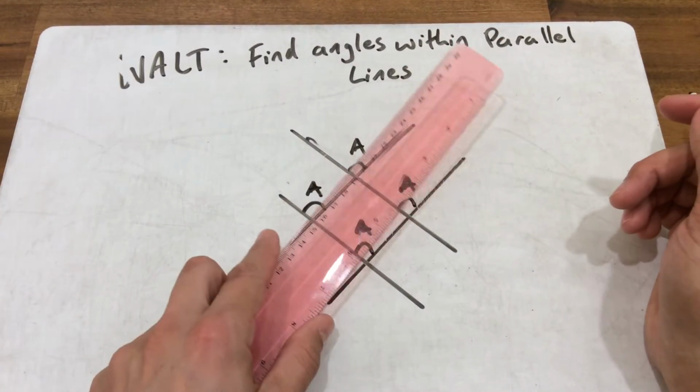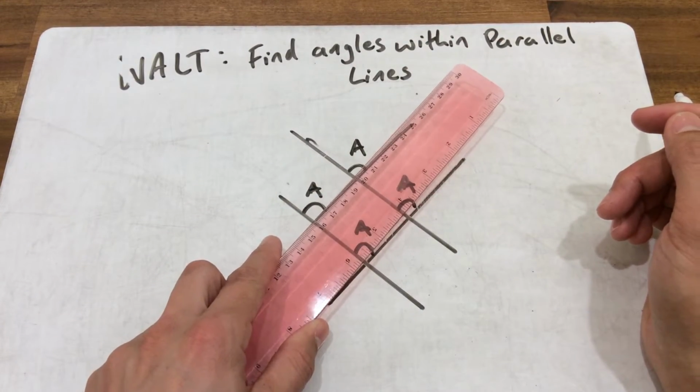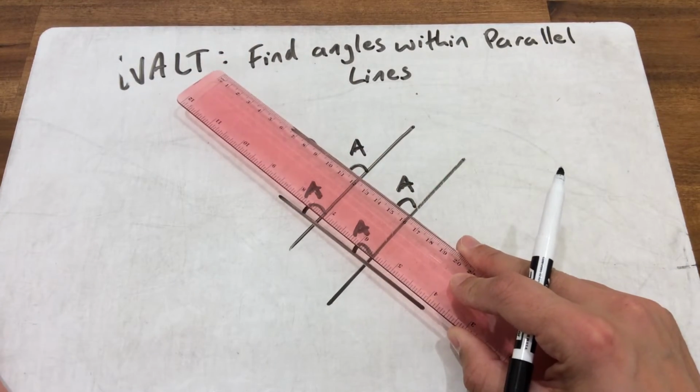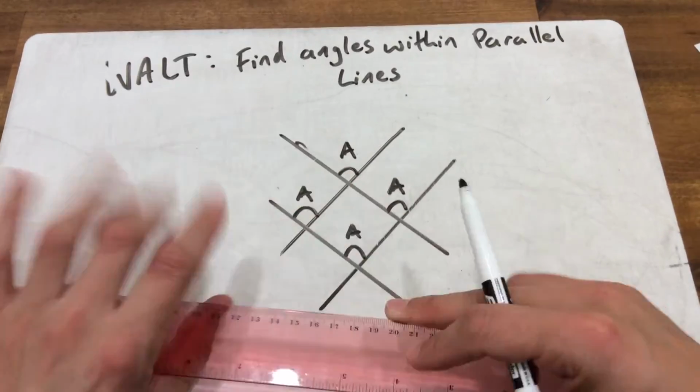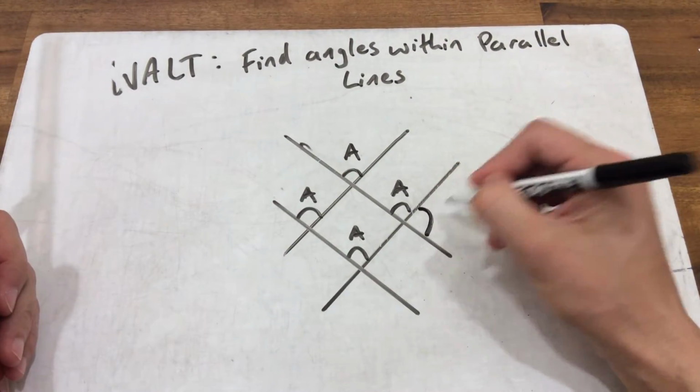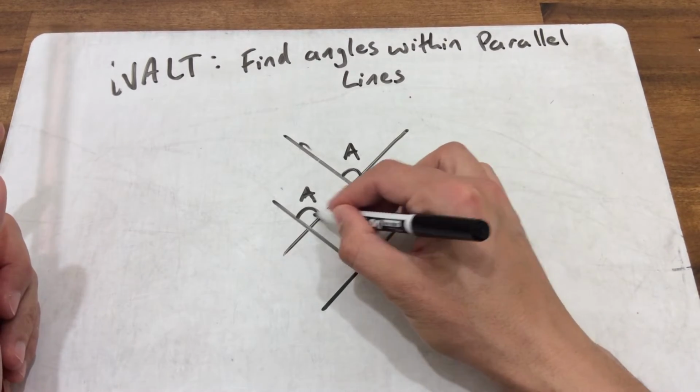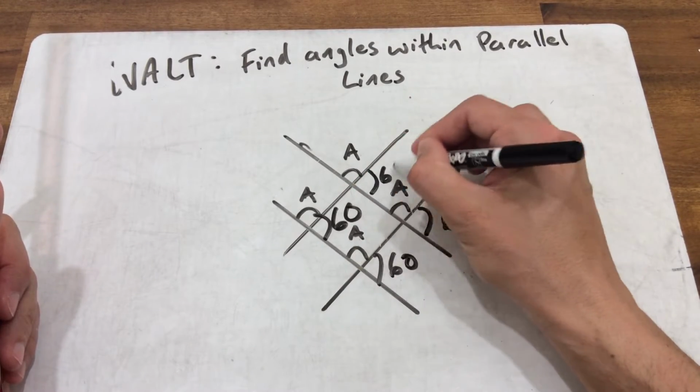Why is that? Because parallel lines do not move. They don't get bigger, they don't get smaller. So when they're intersected by two other parallel lines, the same thing applies. So let's say I called this 60. That means that's going to be 60, that's going to be 60, and that's going to be 60.